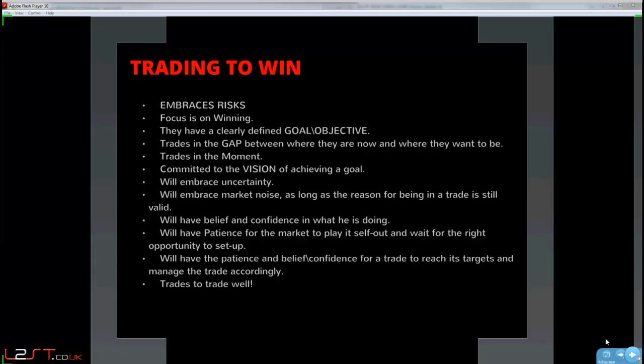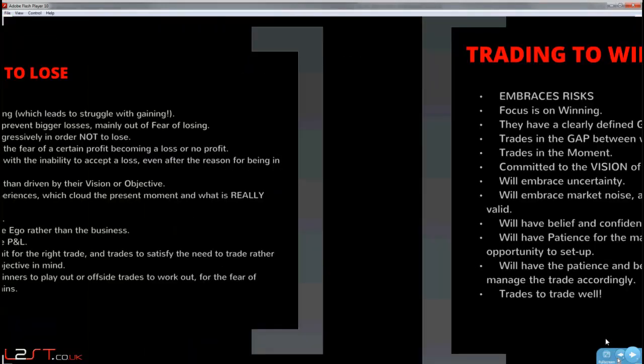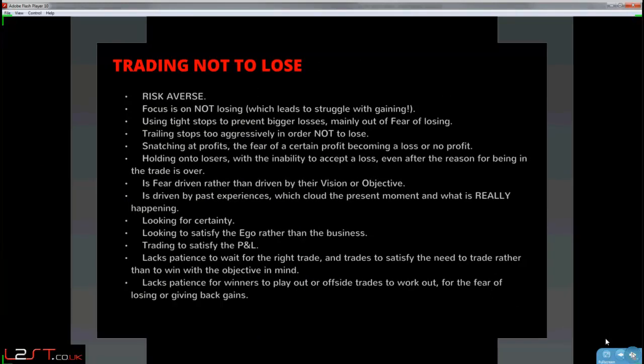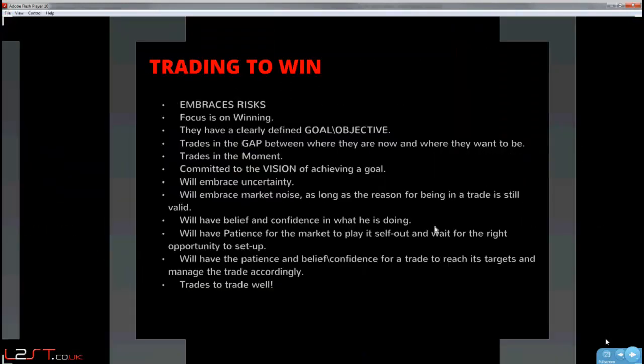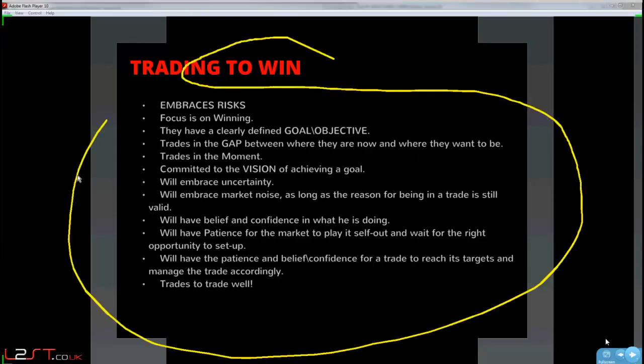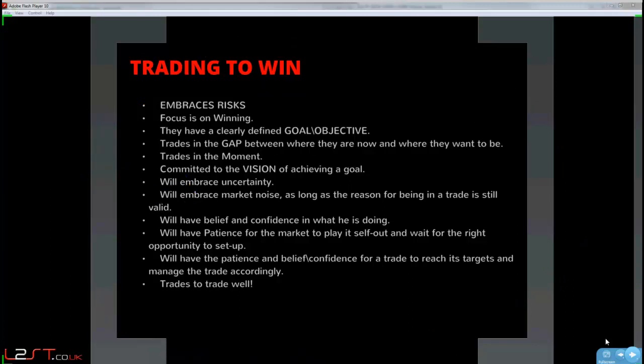Does anybody maybe recognize that they fall under one of these categories at times? Maybe not all the time, but you recognize this stuff. It's all trader stuff. Stuff that we all go through as traders. But what I want you to recognize is, if you are trading not to lose, that you need to start shifting to trading to win. And these are the characteristics that need to be a part of your mindset and the way you are thinking and doing business.